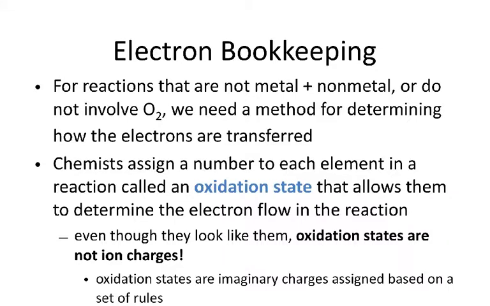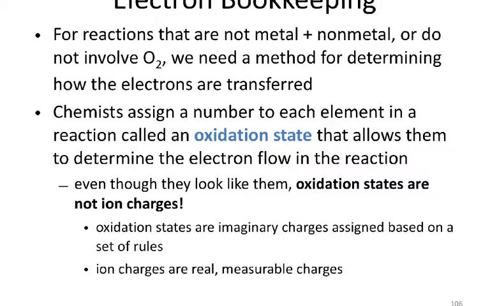Okay, we need to keep track of the electrons. So for reactions that are not as simple as the ones we just looked at, they're not a metal plus a nonmetal or don't involve oxygen, we need to be able to keep track of the electrons. The way we do that is through something called oxidation state. Now, oxidation states are going to look like ion charges, but they are not the same as ion charges. They are imaginary charges based on a set of rules we're going to go over. Ion charges, on the other hand, are measurable and they're real.